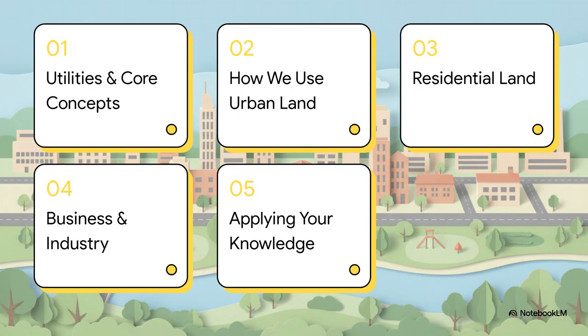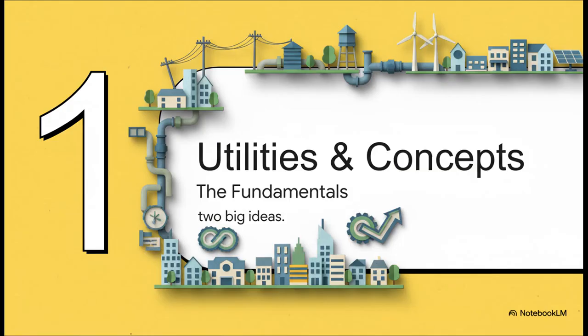We're going to follow the key sections from your quiz. We'll kick things off with the basics, like utilities, then jump into how our cities actually use their land. After that, we'll zoom in on where people live, then check out business and industry, and to wrap it all up, I'll give you some solid tips on how to apply all this stuff to nail those final questions. First step, we're looking at the hidden networks that power our communities and two huge ideas that shape this entire chapter. Honestly, this is the stuff you absolutely have to get right.